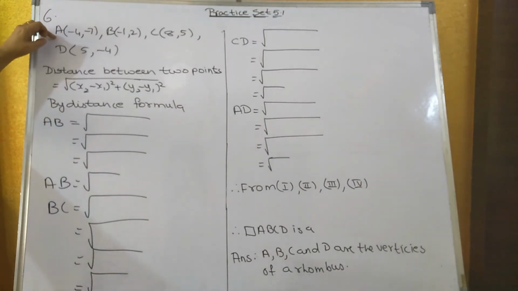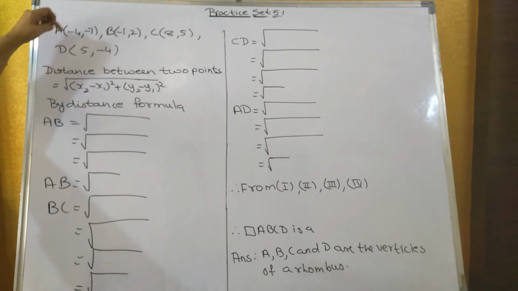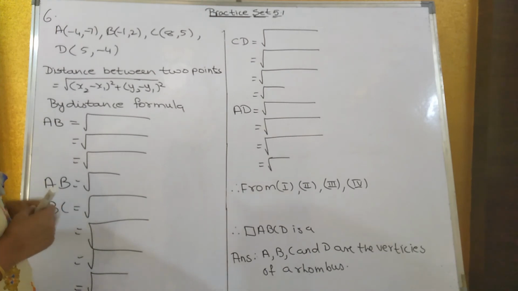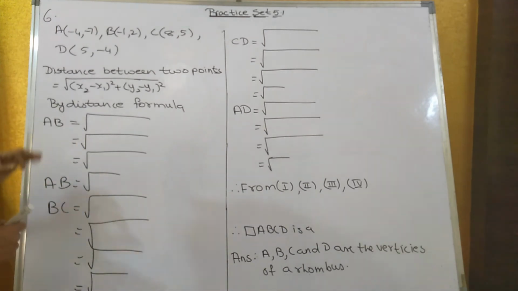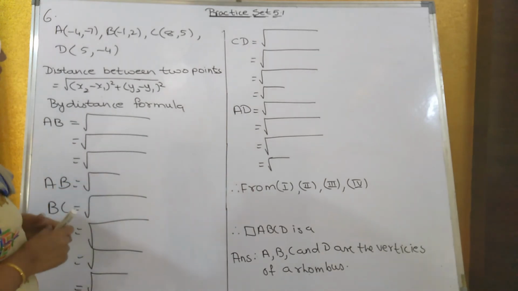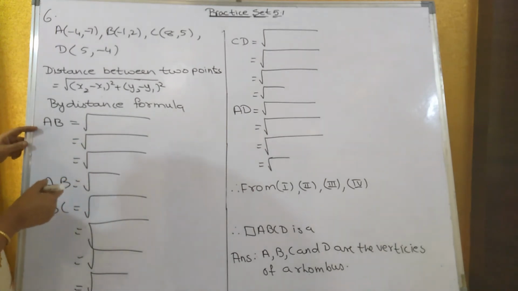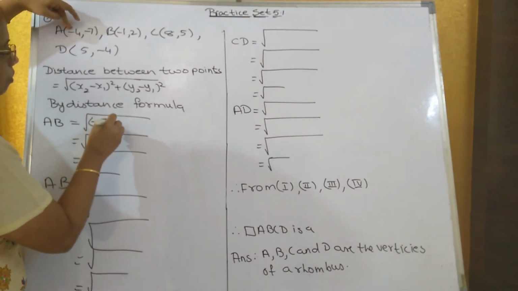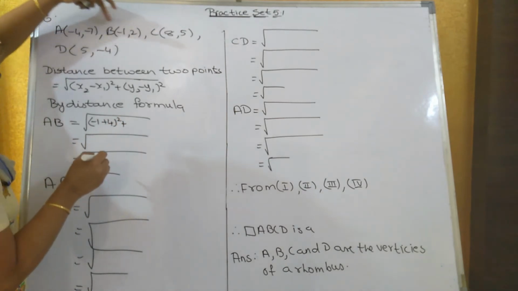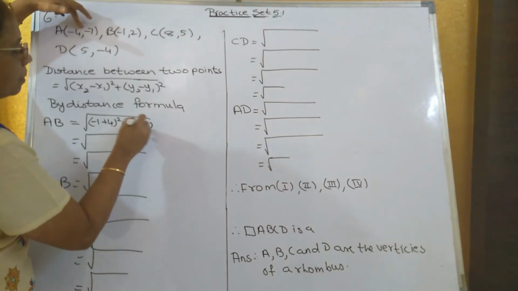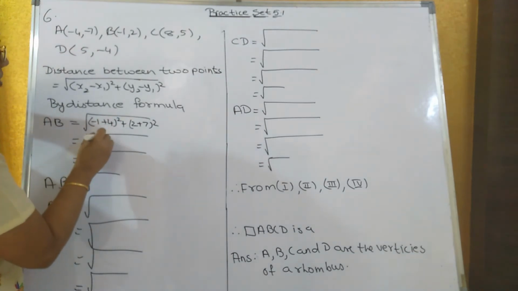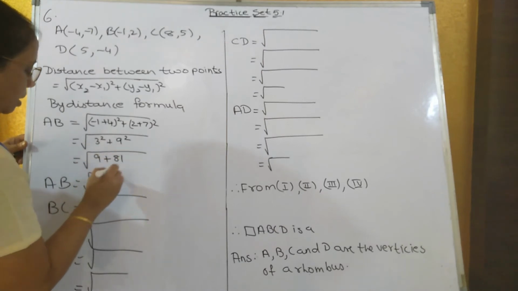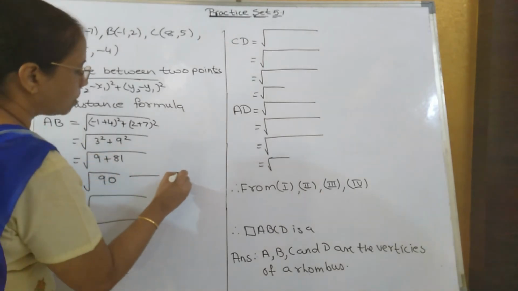Now they have given the coordinates of points A, B, C, D. We have to show that they are the vertices of a rhombus. In a rhombus, all the sides should be equal. So we should get an equal answer for all 4 sides. So first we will find out AB. AB is minus 1 plus 4 the whole square plus 2 plus 7 the whole square. Minus 1 plus 4 is how much? 3 square plus 9 square, that is 9 plus 81, that's equal to 90. So let this be 1.